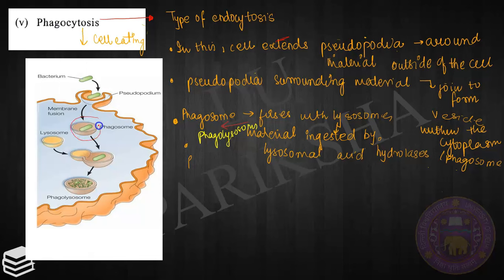ये बन गया phagosome. फिर ये phagosome फ्यूज हो जाएगा with lysosomes. It will eventually form what? Phagolysosomes, जिसमें क्या होता है, in which material is ingested by what? By the action of lysosomal acid hydrolysis, in which जो हमारे large particles होते हैं वो smaller particles में convert हो जाते हैं. Materials that are ingested by the lysosomal acid hydrolysis are either used up by the cell और expelled हो जाते हैं as waste.